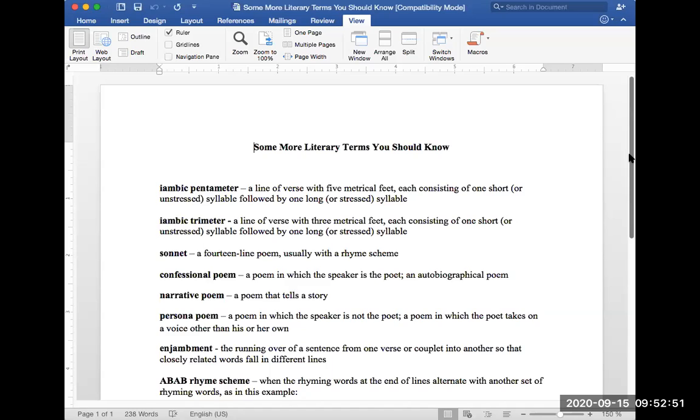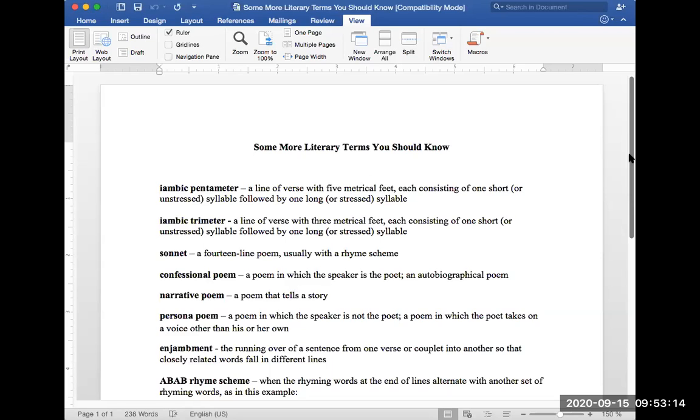A confessional poem is a poem in which the speaker is the poet, an autobiographical poem. So Those Winter Sundays, My Papa's Waltz, Oranges, all confessional poems. Oh, Eating Alone too, actually. A narrative poem is a poem that tells a story. Oranges is a great example of a narrative poem.